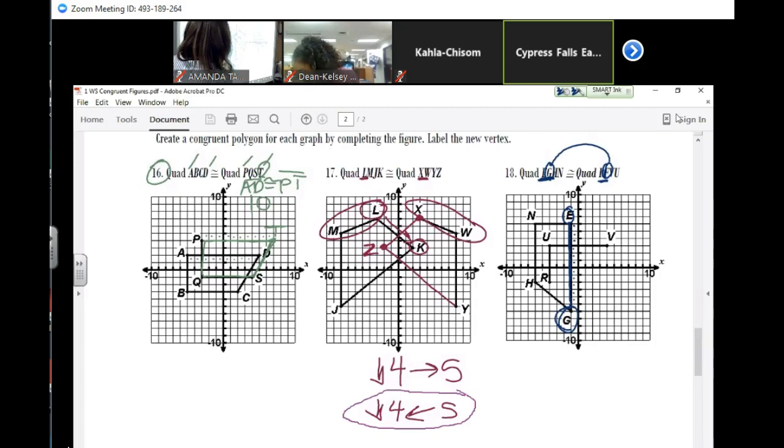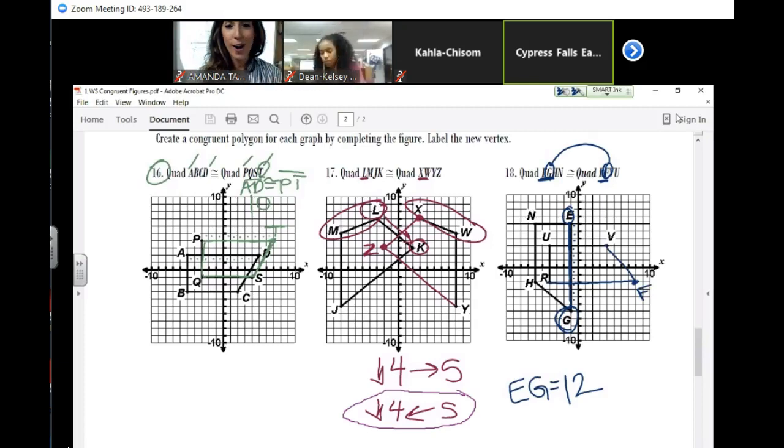I'm counting 12. EG equals 12. So now I can just count over 12. 1, 2, 3, 4, 5, 6, 7, 8, 9, 10, 11, 12. And then I connect my dots. So I could have gone from V to F instead of from R to F, but then I would have to have a slope and be counting slanted, and I really like to work vertically or horizontally. Alrighty.